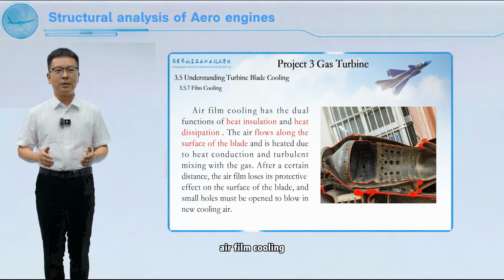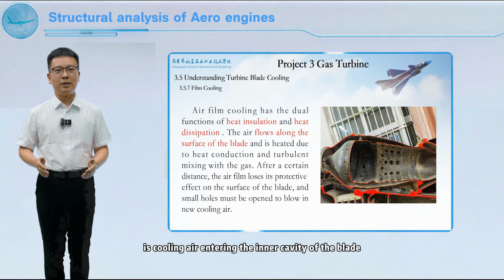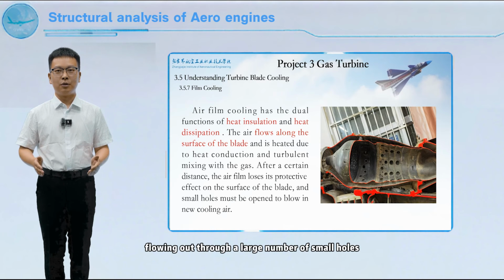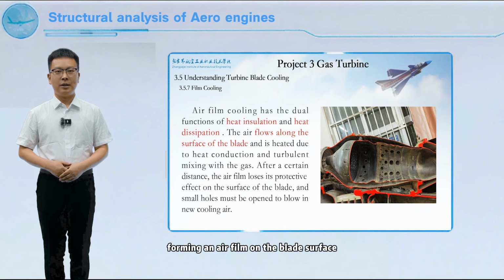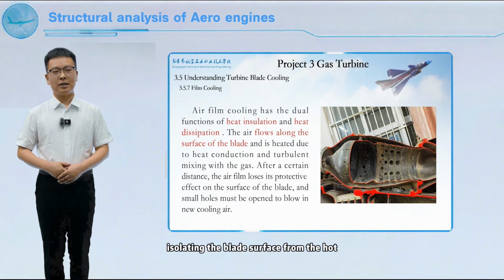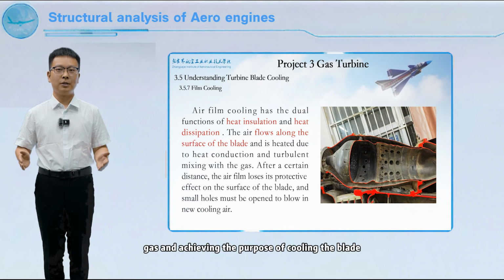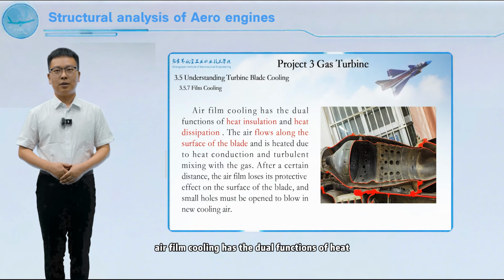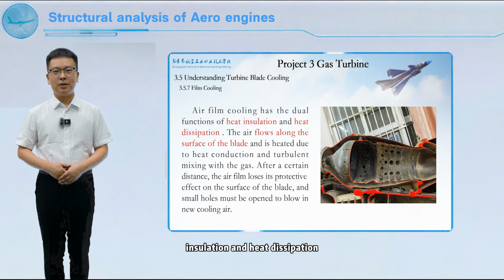Air film cooling is cooling air entering the inner cavity of the blade from the end of the blade, flowing out through a large number of small holes on the blade wall, forming an air film on the blade surface, isolating the blade surface from the hot gas and achieving the purpose of cooling the blade. The cooling effect is between 200 and 400 degrees C. Air film cooling has the dual functions of heat insulation and heat dissipation.